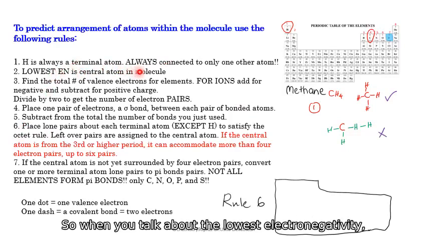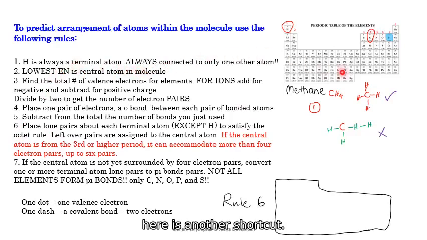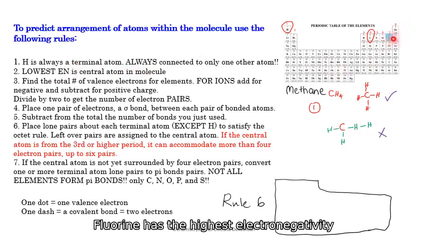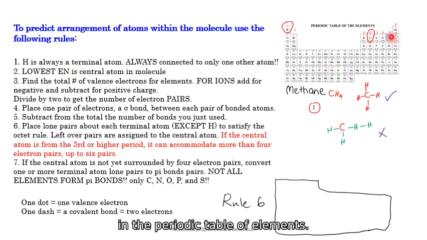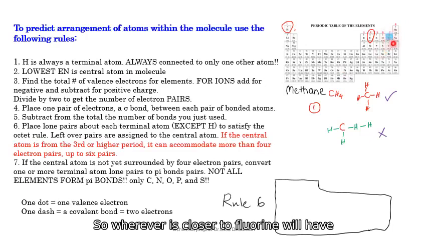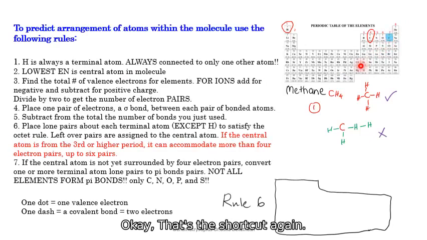When you talk about the lowest electronegativity, here is another shortcut. Fluorine has the highest electronegativity in the periodic table of elements. So whoever is closer to fluorine will have more electronegativity compared to the one who is away from fluorine. That's a shortcut again.